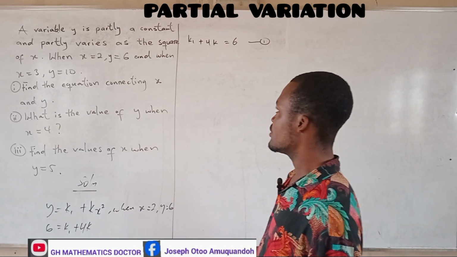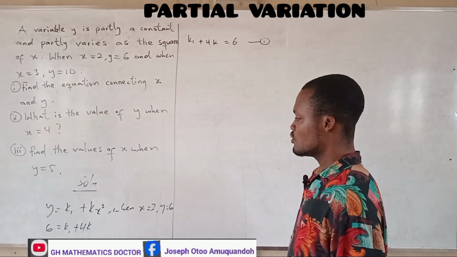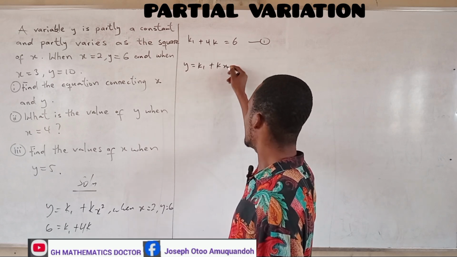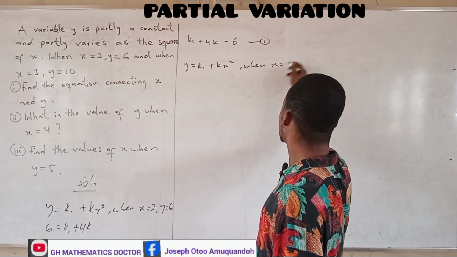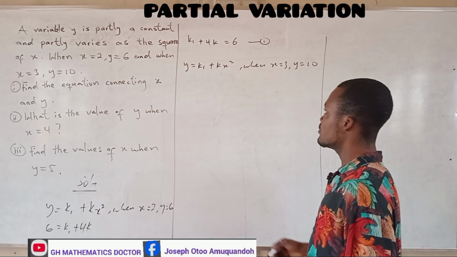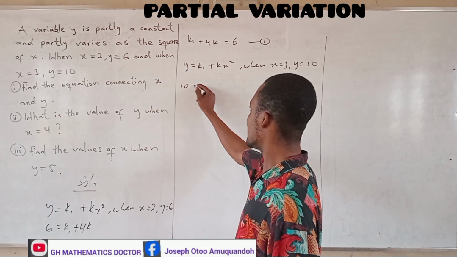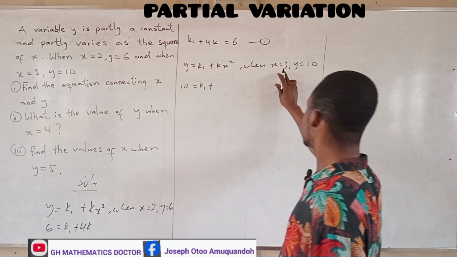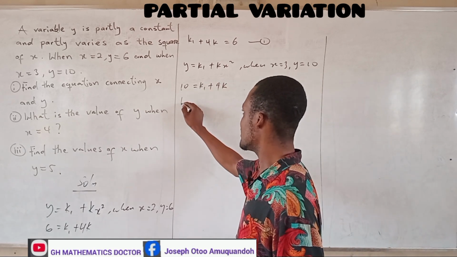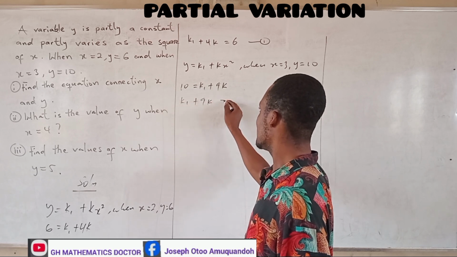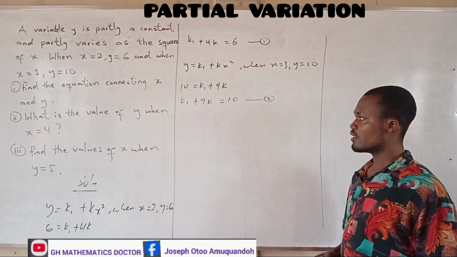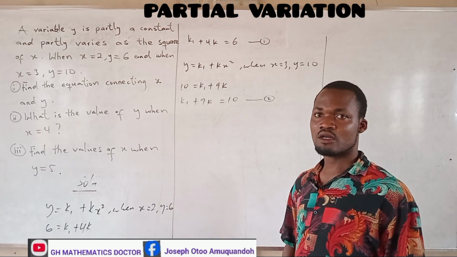Let's find the second equation by using the other information here. So the same expression, y equal to k1 plus kx squared, when x equal to 3 and y is equal to 10. So we do the same substitution. We have 10 equal to k1 plus, and x is 3, so 3 squared will give you 9, so 9k. So we are going to say that k1 plus 9k equal to 10, equation 2. So we have two simultaneous equations here, and you're supposed to solve them using either elimination or substitution.